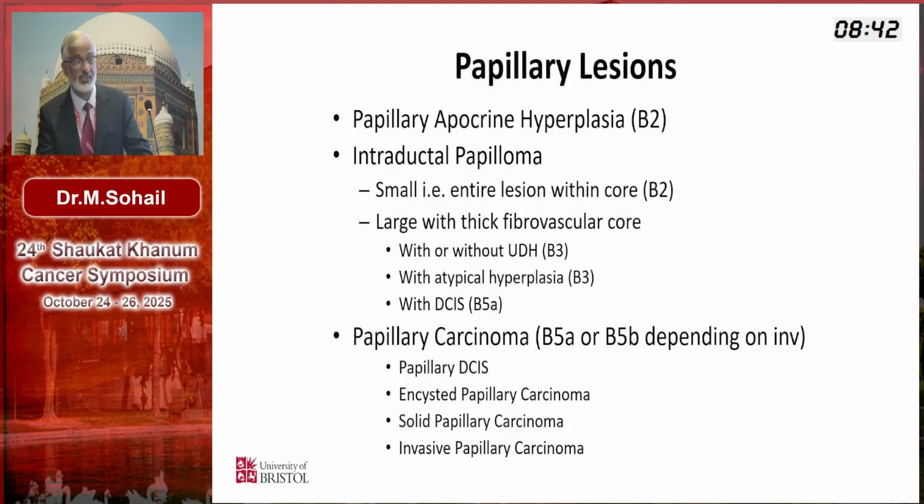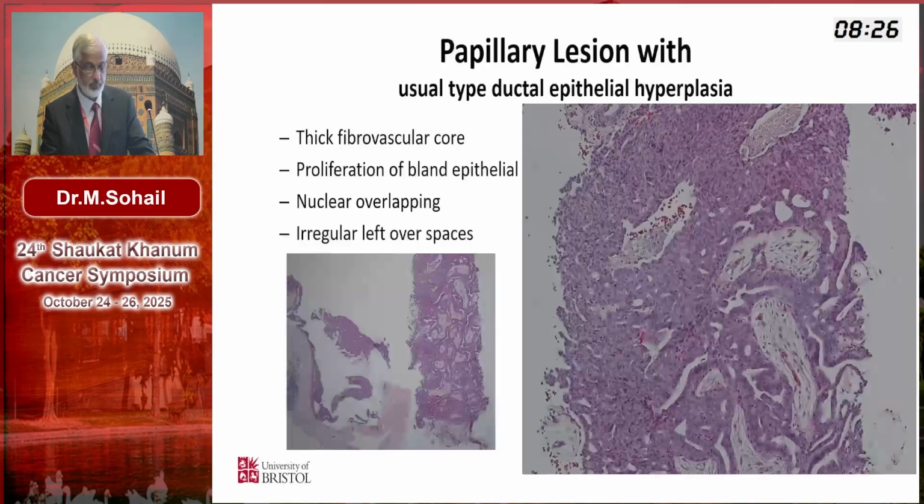But if there is a DCIS, and I'll come to that in the next slide, when you call this DCIS with slightly different criteria, then this will become B5A. And there are obviously in situ and invasive papillary carcinomas too, including papillary DCIS, encysted papillary carcinoma, solid papillary carcinoma, invasive papillary carcinoma.